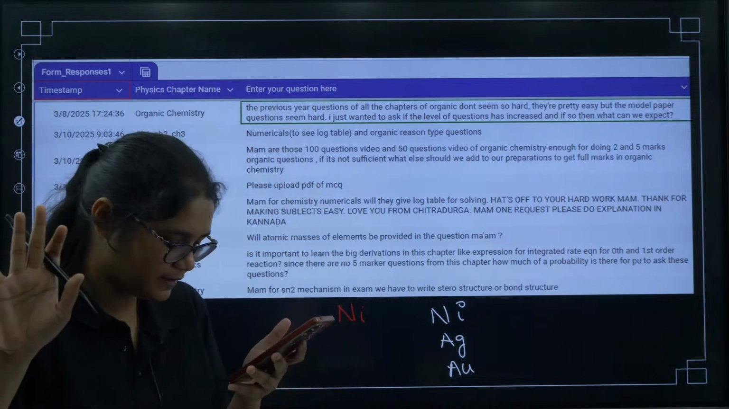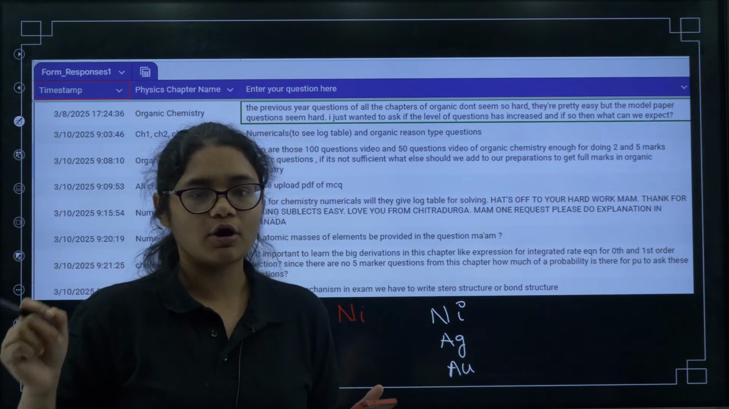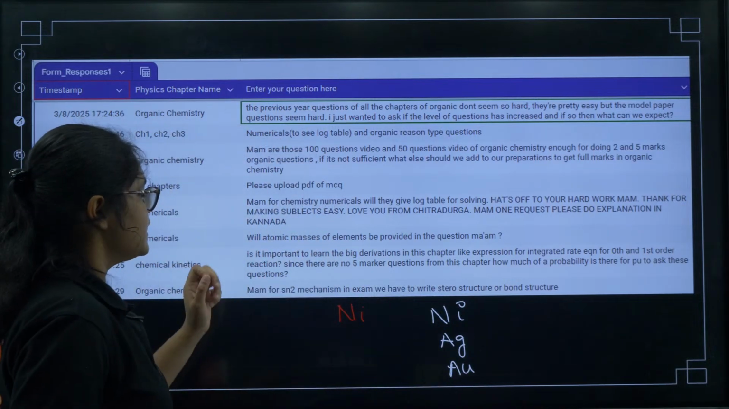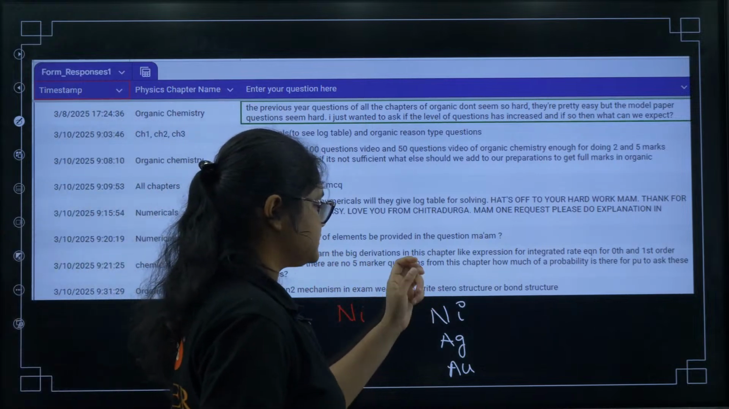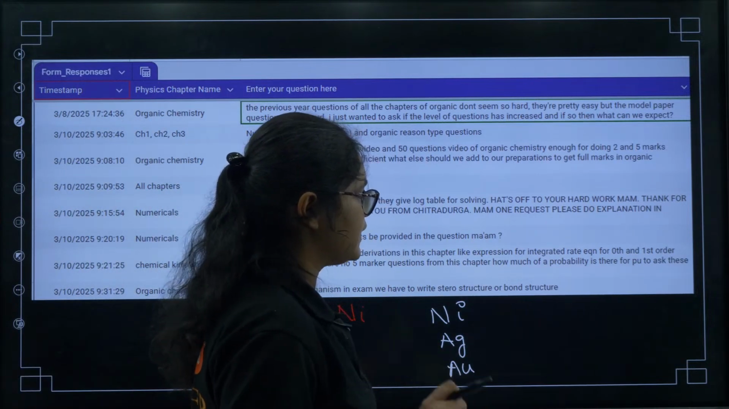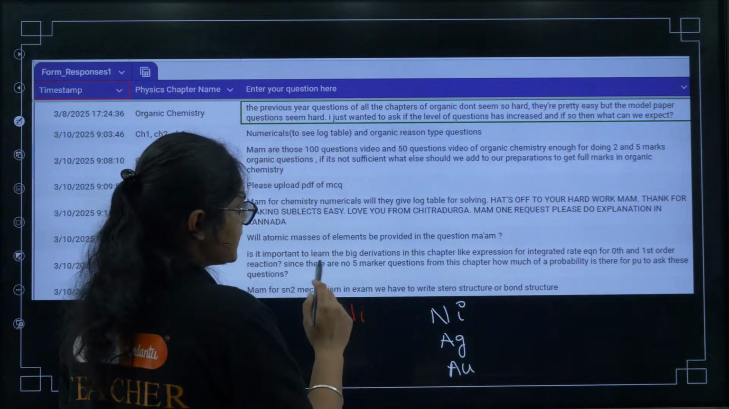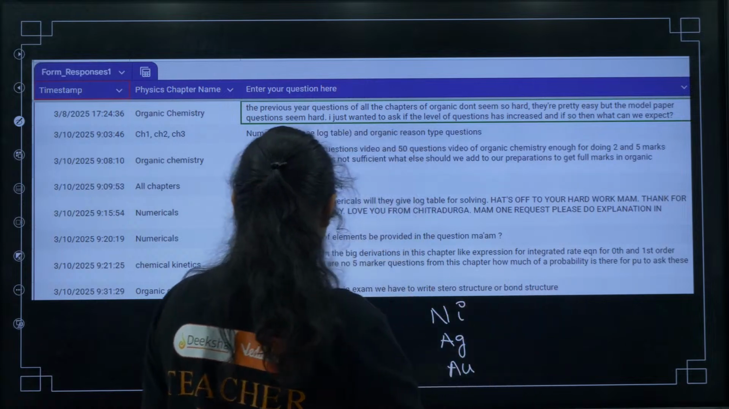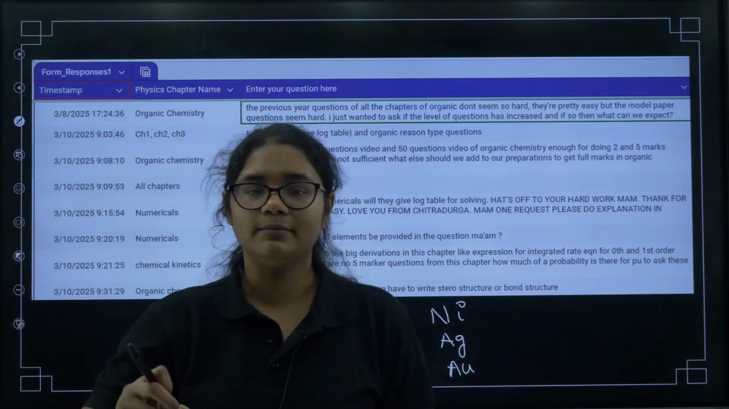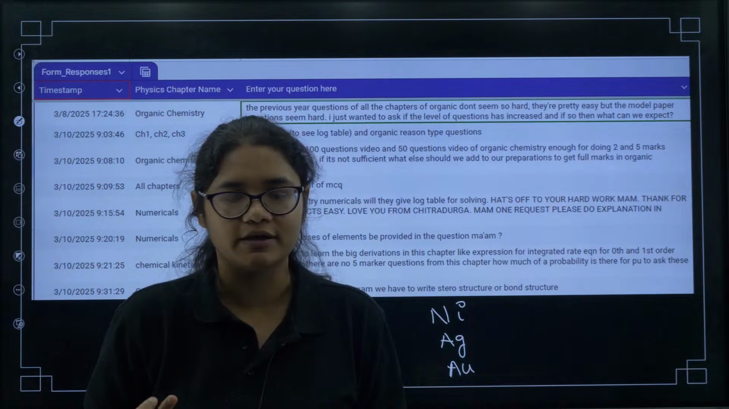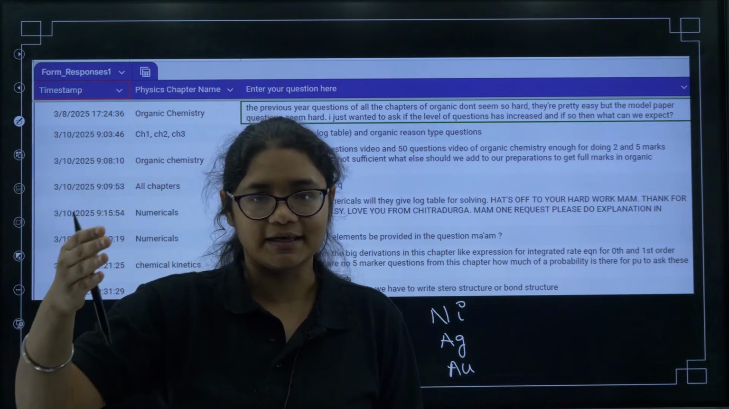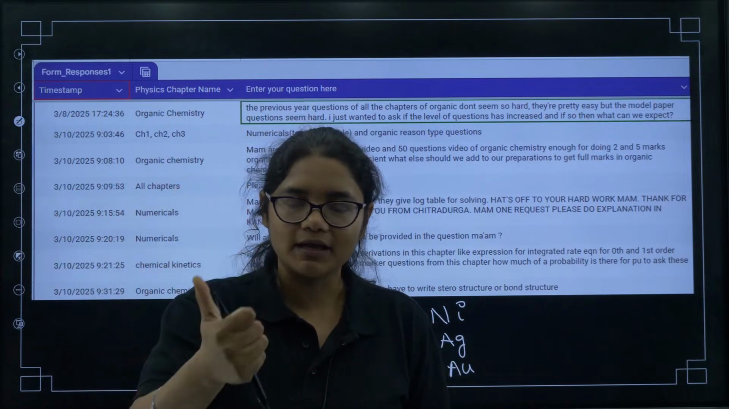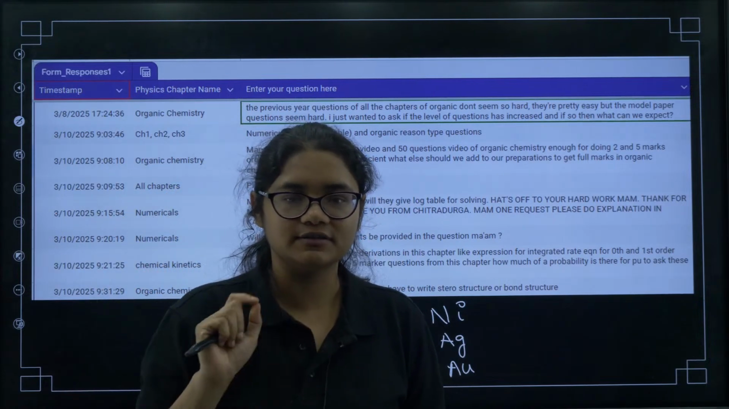How to find log, I will discuss, students. Please wait. How to find log I'll be taking in this session, but let me first complete some of the questions. Next, is it important to learn the big derivations in this chapter, like expressions for integrated rate equations, 0th and first order? Since there are no 5-marker questions from this chapter, how much of a probability is there that PU will ask this derivation? So students, derivation will definitely be asked, and these derivations are only 3-marker questions. In Section C, the 3-marker questions of physical chemistry, derivation will be asked. So for chemical kinetics, you should prepare the 0th order and first order derivations.